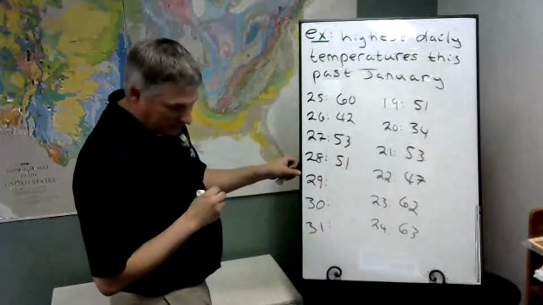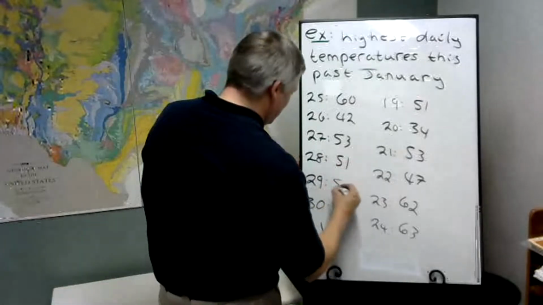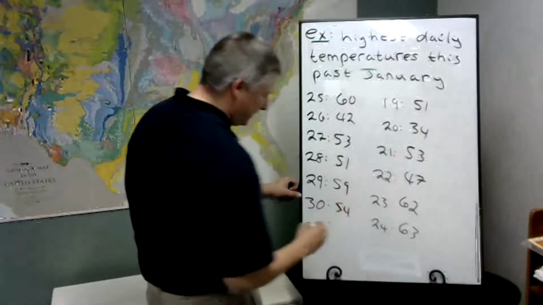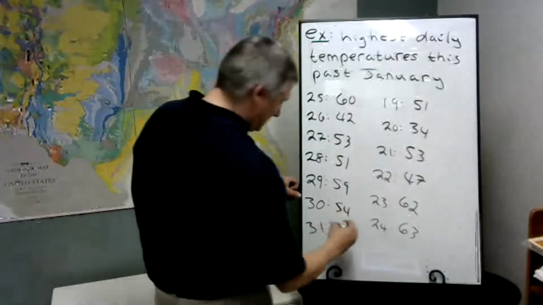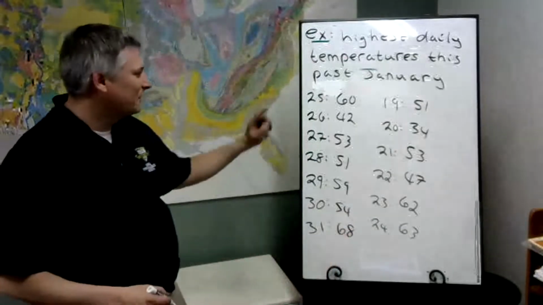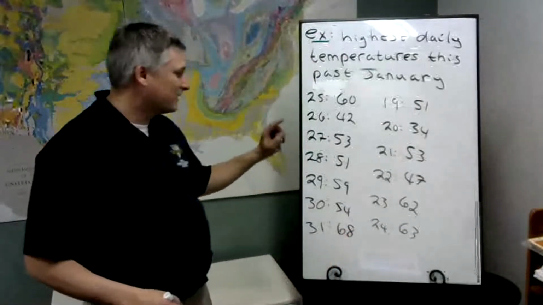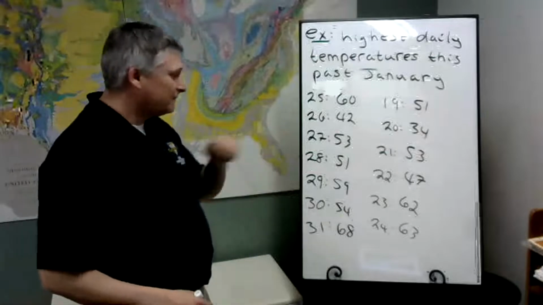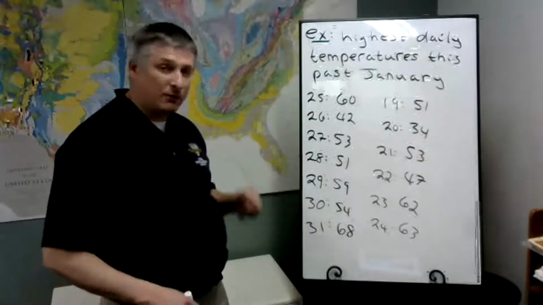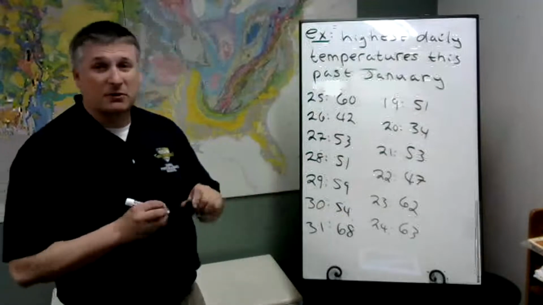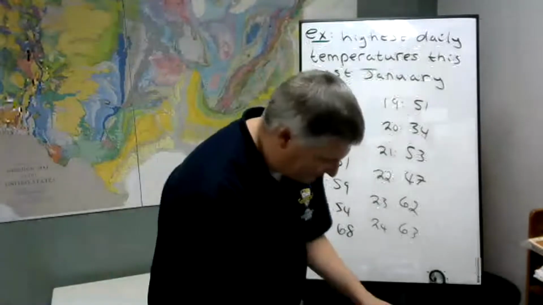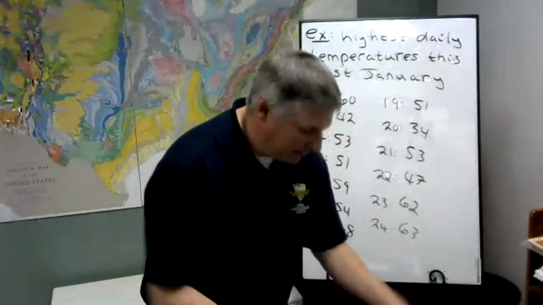I have the 60 degrees for the 25th, 42 for the 26th, 53 for the 27th, 51 for the 28th, then 59 for the 29th, 54 for the 30th, 68 for the 31st day of January. All right. So this is the data.